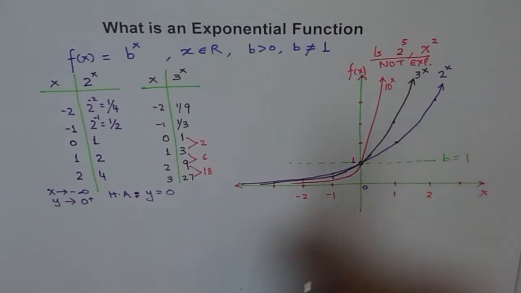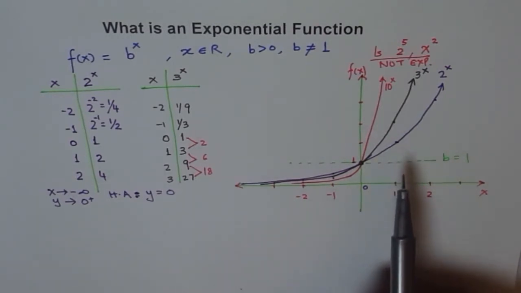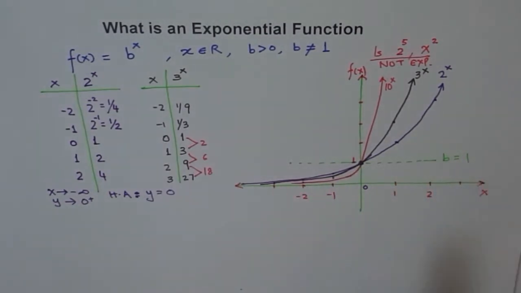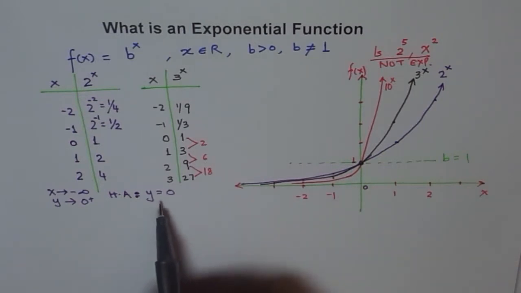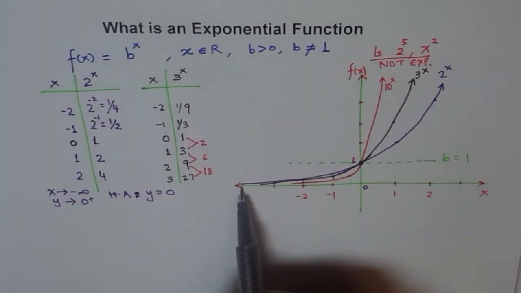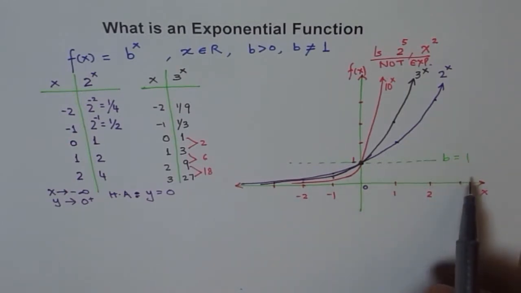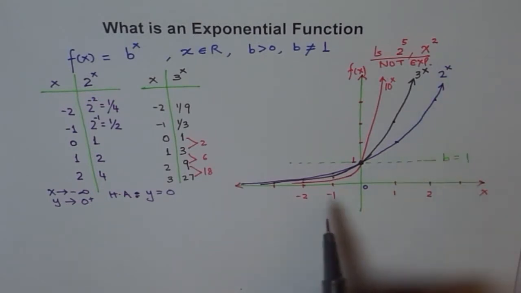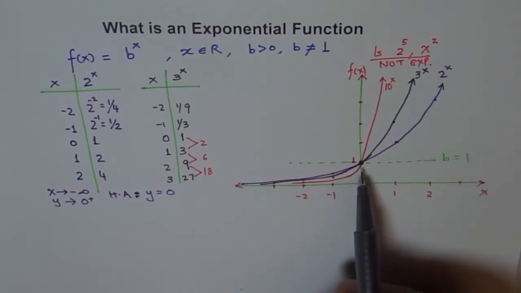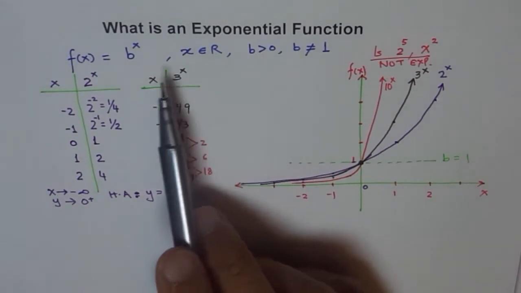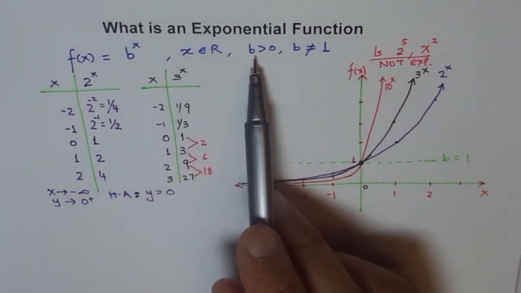Correct? So I hope you understand a couple of things from here. One, the domain is all real numbers because x can take any value. Correct? Second, we have a horizontal asymptote here, since as we approach minus infinity, we approach the x-axis, or y equals 0, but it is never 0. Third, as x approaches positive infinity, y also approaches positive infinity. Okay? And one more thing, this is always increasing. Do you see that? It is always increasing if we have a base greater than 1. Okay?